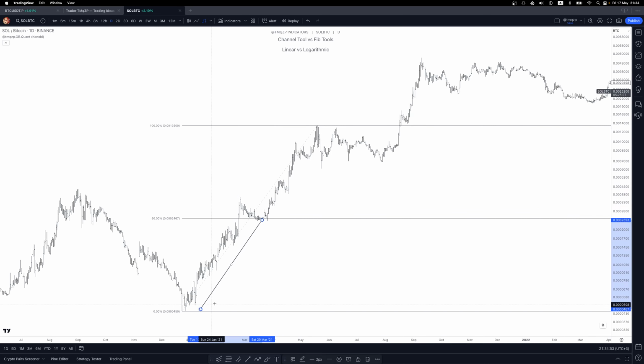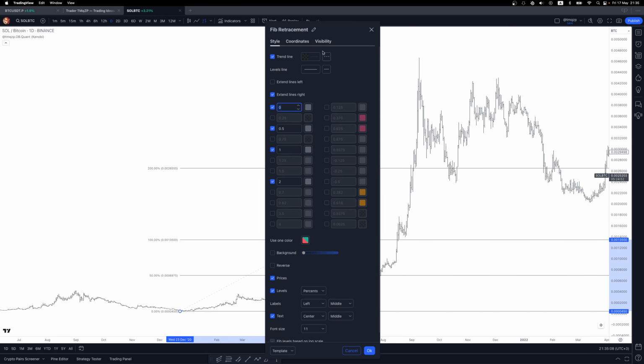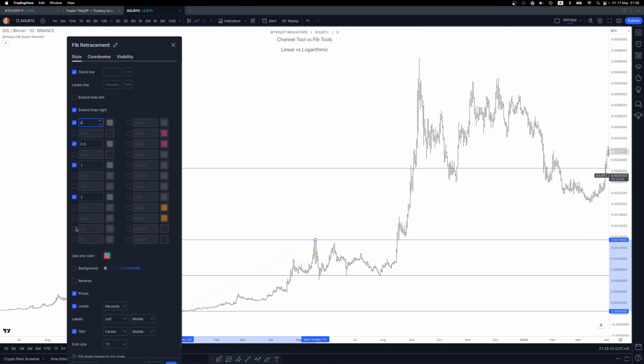It doesn't work as well, because the chart distorts the higher you go and the bigger the move, so these start to not line up properly anymore. On linear, they always line up perfectly. So we can just add these numbers here. Let's keep going: 3, 4, 5, and 6.